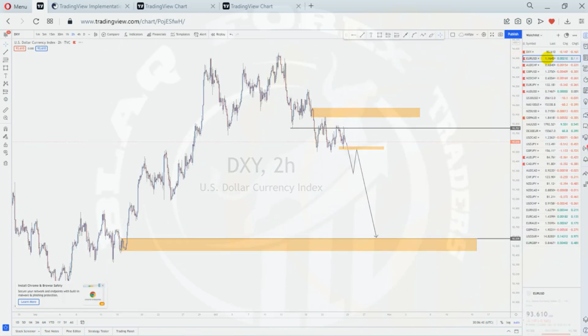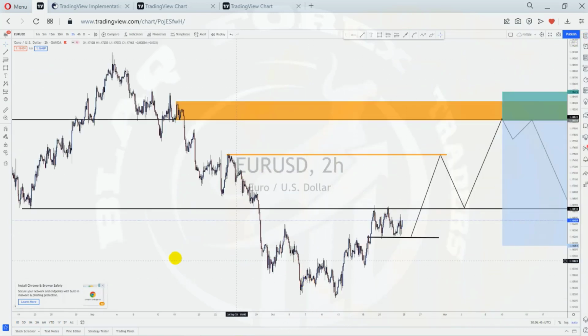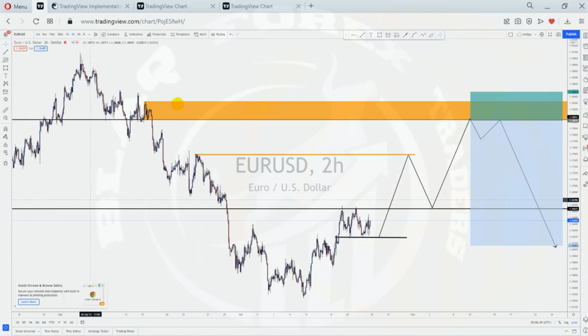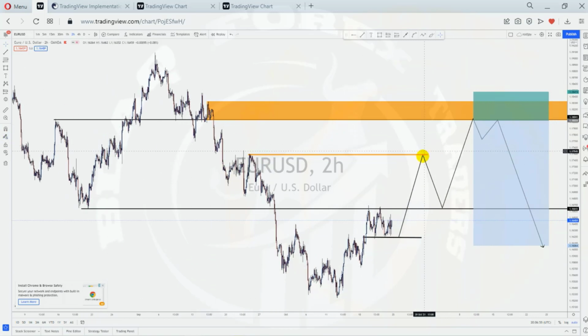So if we go to Eurusd, I believe it's the same thing but opposite side. As you can see here, I already drew everything. This is a QML pattern here. This is more like the R1 R2 level, more like resistance lines here. Then this part here is the fake out zone.